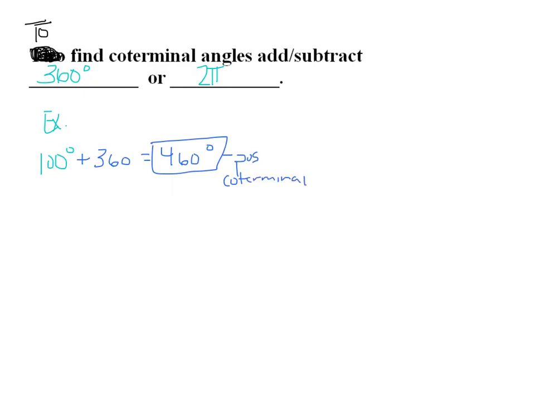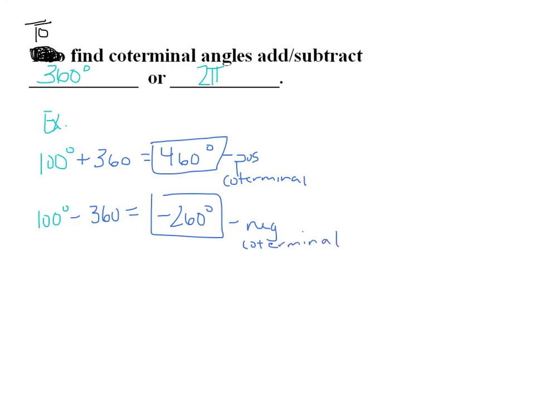Now we also need to find a negative coterminal. So I'm going to start with my original angle, which was 100 degrees. Instead of adding 360, we're going to subtract 360. So if I subtract 360, I get negative 260. So this would be considered my negative coterminal angle. So this is the easier case.